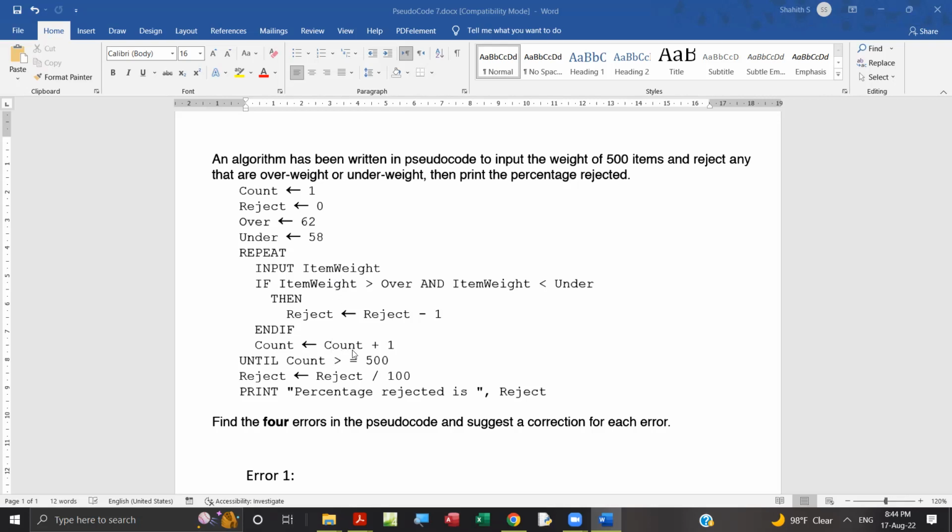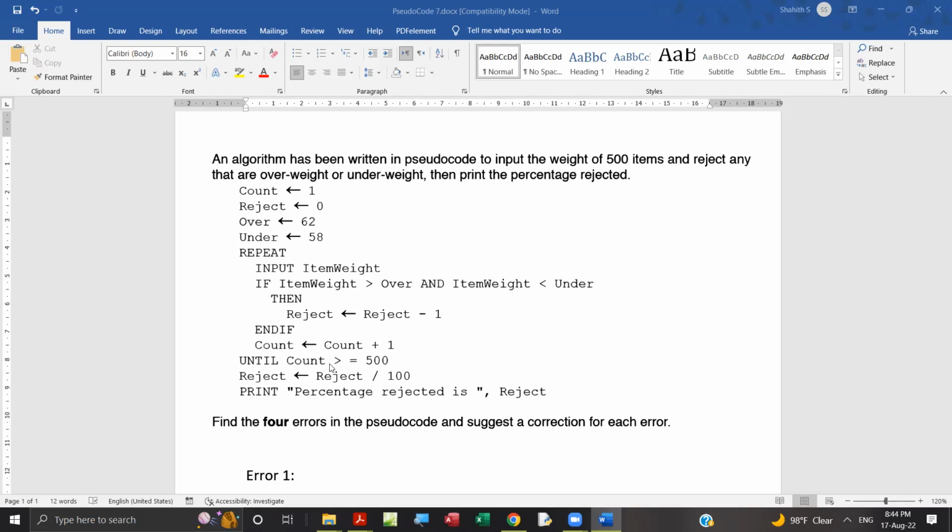If count is 3, this condition should be false. Then only we can input the third item. So we need to input 500 items. If count becomes 500, then we can input the 500th item weight. So this condition should be false for 500. Otherwise, it will stop, it will terminate. So we need to remove this equal to here. Equal to is not needed for this repeat until condition. So count 500.